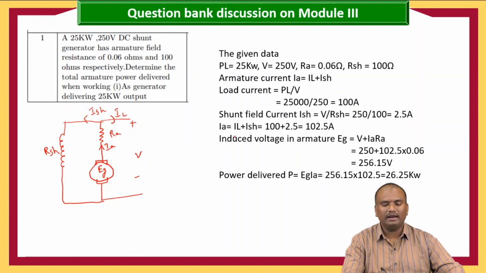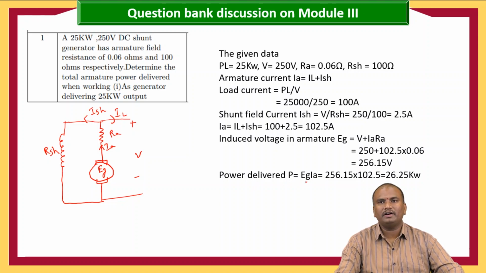Now let us calculate the armature current value. IA is equals to IL plus ISH, which is equals to 100 plus 2.5, 102.5 amperes. Now the induced voltage in armature EG is equals to V plus IA RA, that is 250 plus 102.5 into 0.06, which is equals to 256.15 volts.